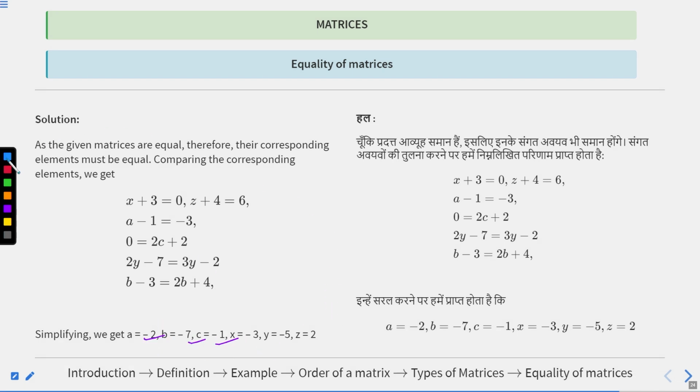I hope that you understood every concept in today's session: the types of matrices, what we mean by matrices, the main objective of matrices, the forms of matrices, and the equality of matrices. So that's it for this session.